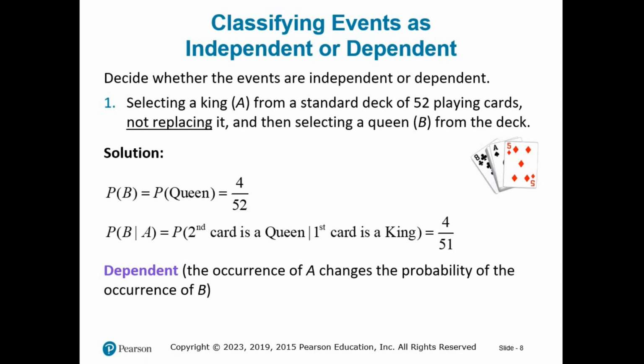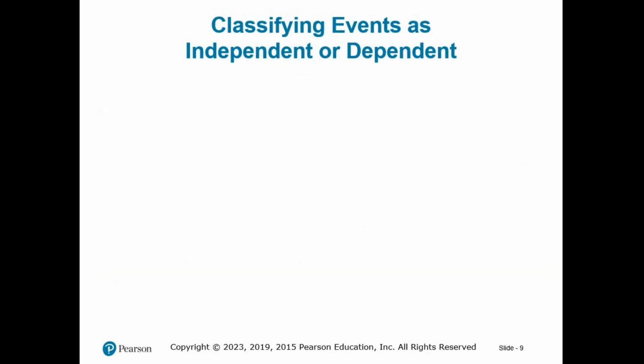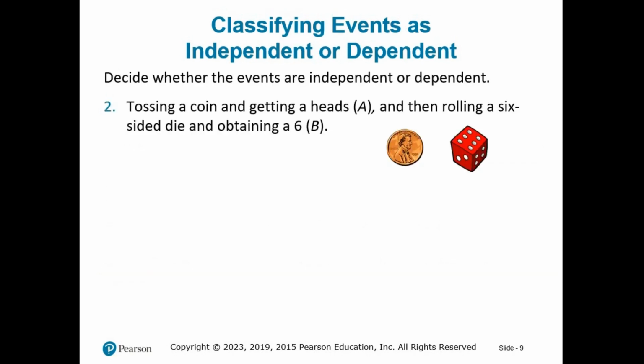So your conditional probability is going to be different than the probability of just that event happening alone. Okay, let's do another one. Decide whether these events are independent or dependent. Tossing a coin and getting a heads, event A, and then rolling a fair six-sided die and getting a 6, or event B. Well, the probability of the second event, event B, without considering anything else, is just 1 out of 6, because there's only one way to roll a 6 out of possible 6 outcomes, so 1/6.